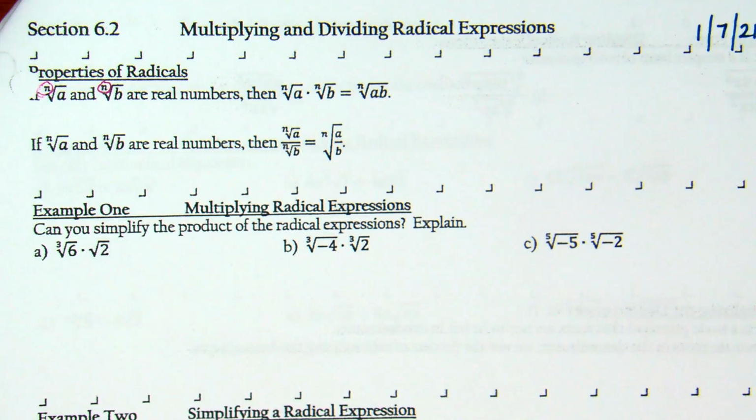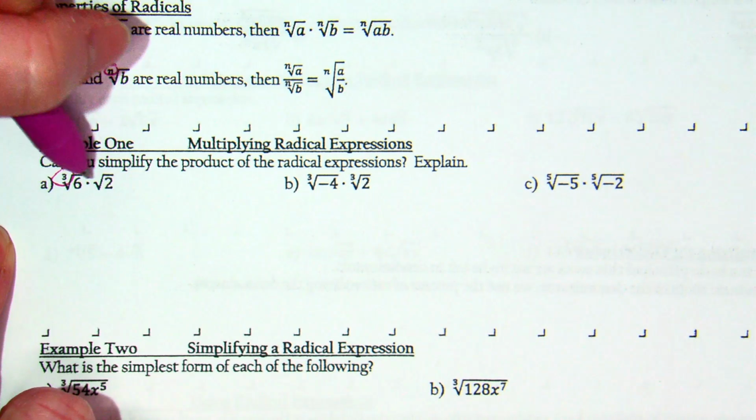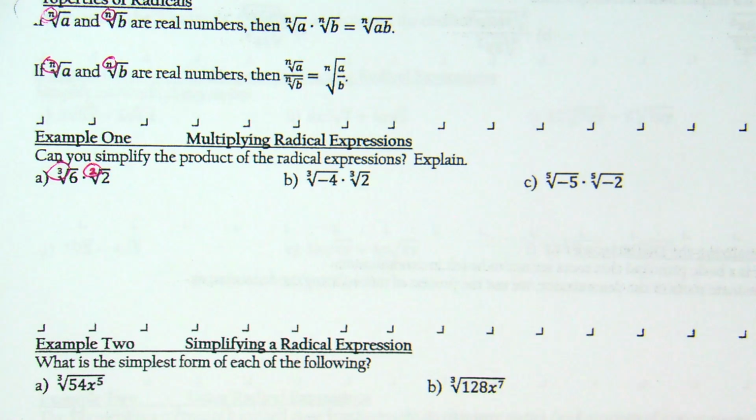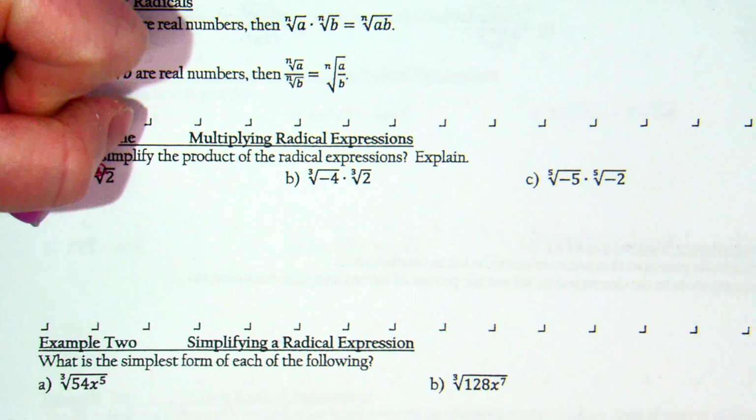So, example 1 is just kind of processing that step right there. So look at example 1a. Can you simplify the product and explain? So a, what is the cube root of 6 times the square root of 2? Can't do it? Why can't I do it? Okay. This one's a cube root. It has an index of 3. What's my invisible number right here? 2. Invisible number 2. And the rule says, in order to multiply, they have to have the same. So, can you simplify? The answer is no.